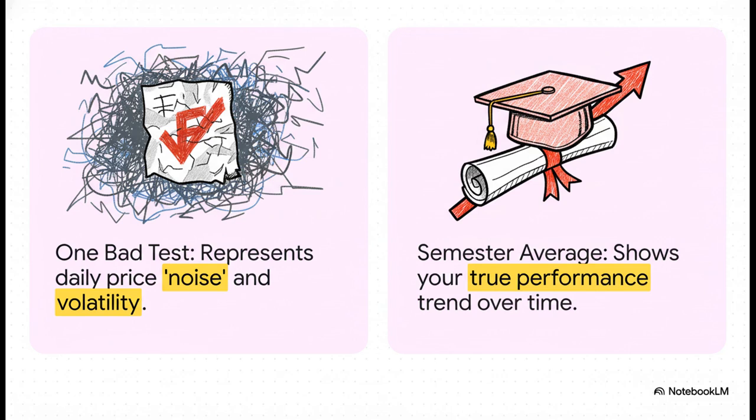You want a really great way to think about this? Let's use an analogy from school. One bad test score, that's just noise, right? It's a single random data point. But your average for the whole semester, that shows the real trend of your performance. A moving average does the exact same thing for a stock's price.